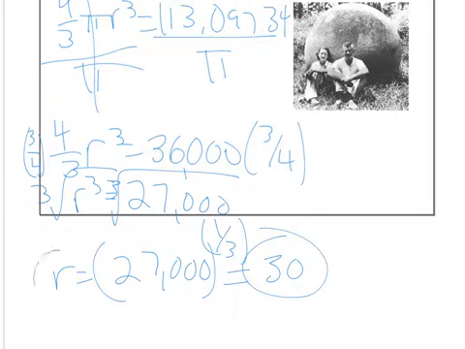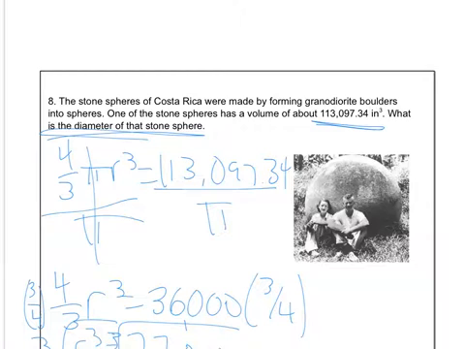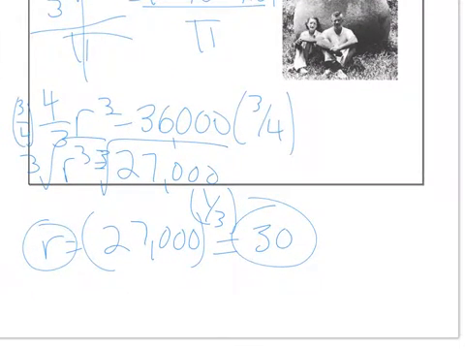So that is my radius, but remember the question asked for the diameter. So my diameter is going to be 30 times 2, which is going to be 60.